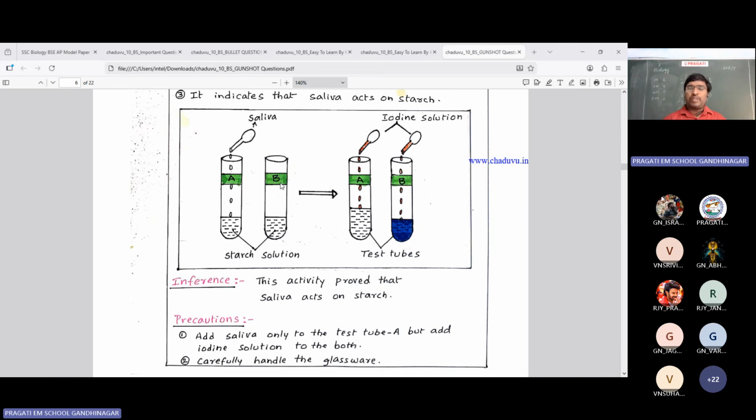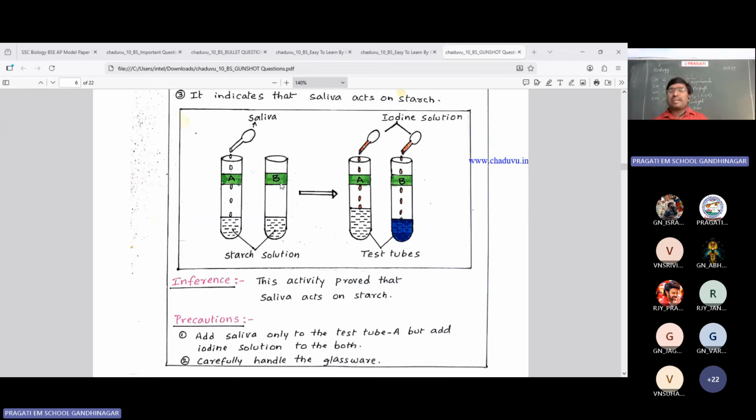This activity proved that saliva acts on starch. Okay, children. And what are the precautions for this saliva experiment? Here, the first precaution is to add saliva only to test tube A, but not to test tube B. And also, add iodine solution to both. This is the clear precaution.